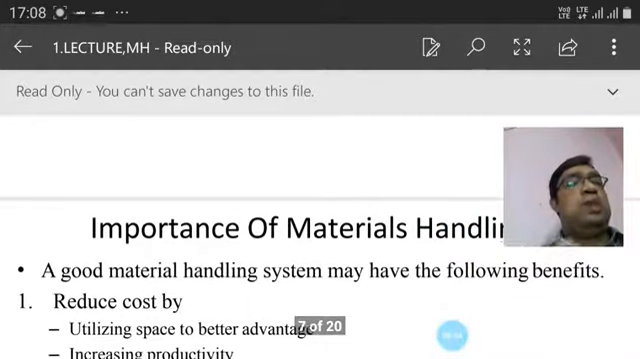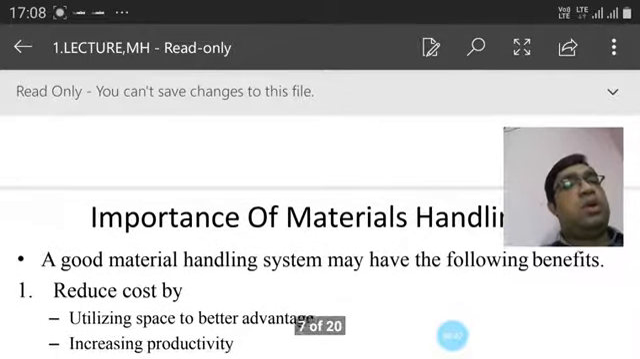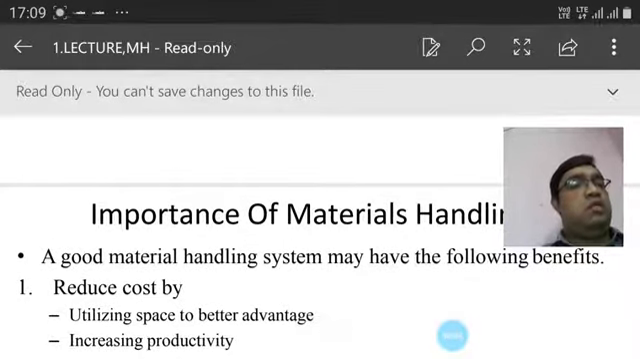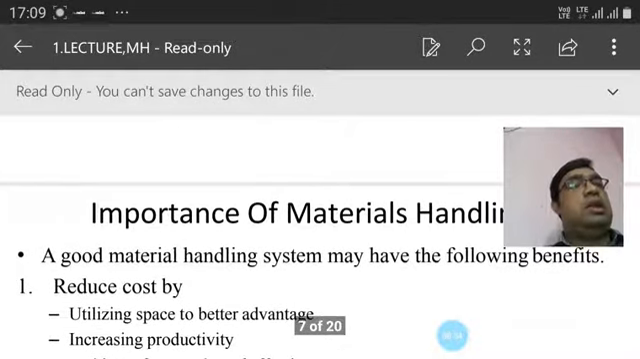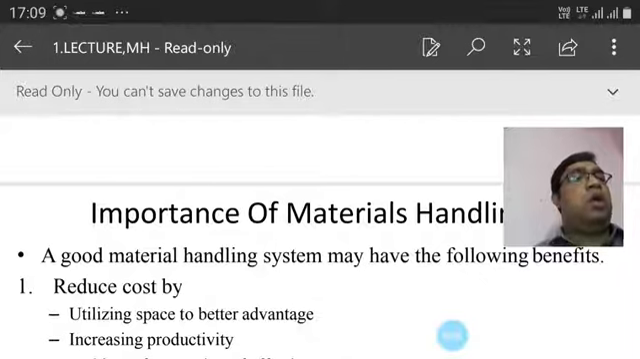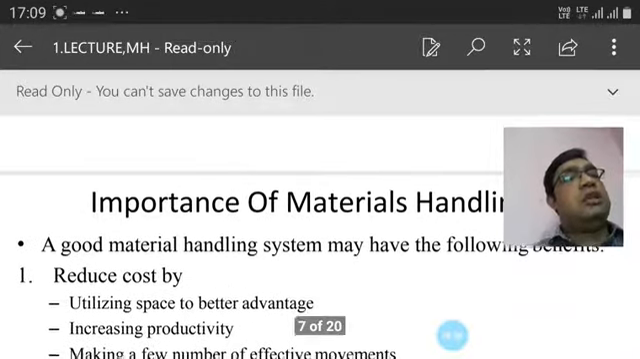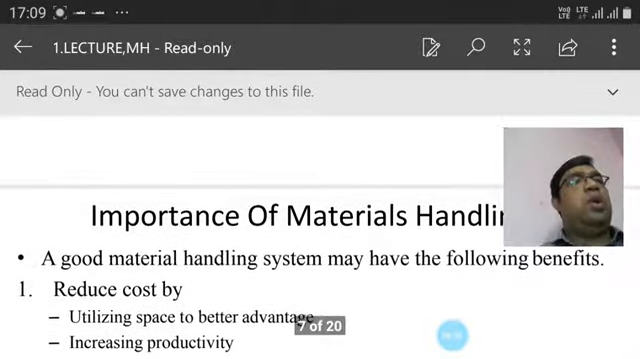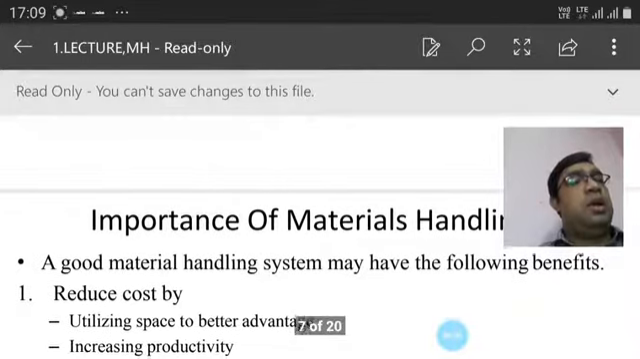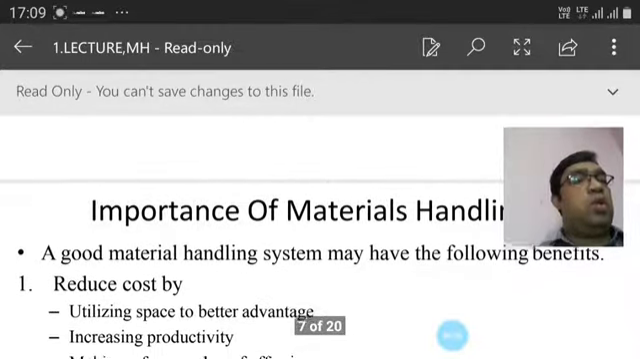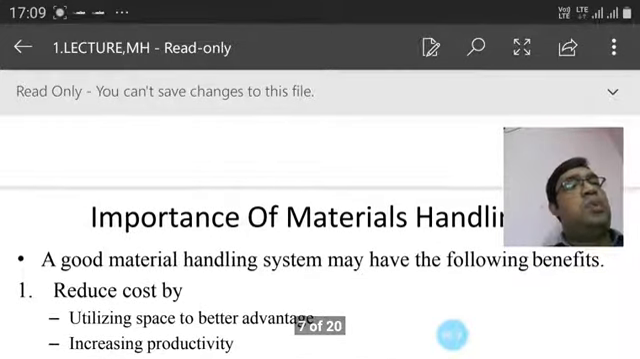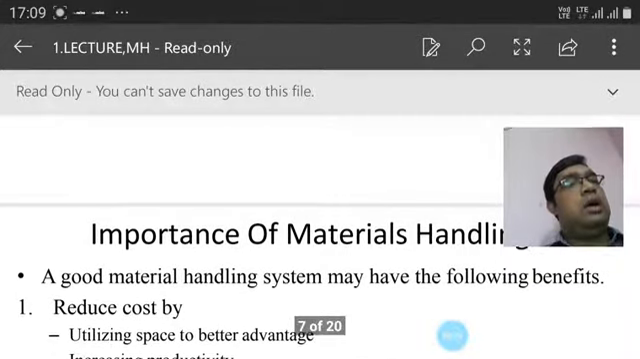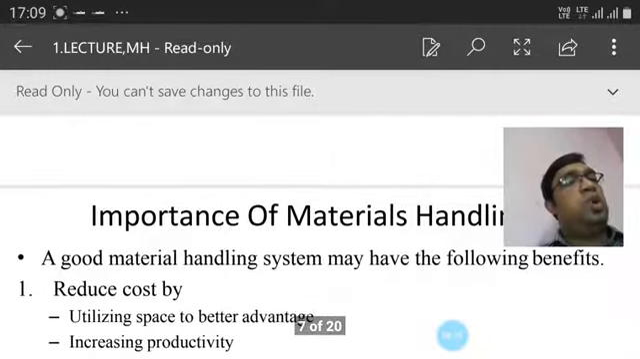Now the importance of materials handling. We can see that the importance of materials handling is very great, because if we cannot properly handle our materials, that is our product. When we buy any product from the market but cannot properly and safely take it to your home, then all your rupees will be wasted. You have to handle your materials properly, then they will reach your home safely and securely.